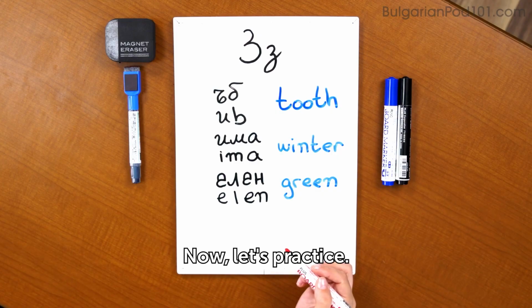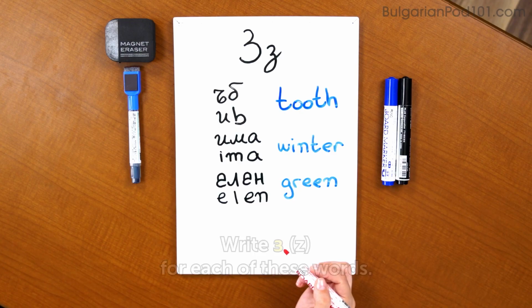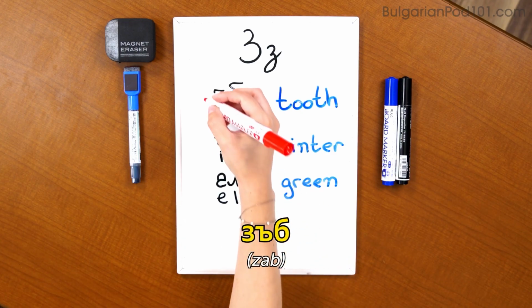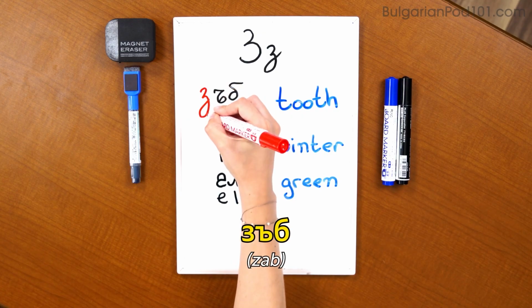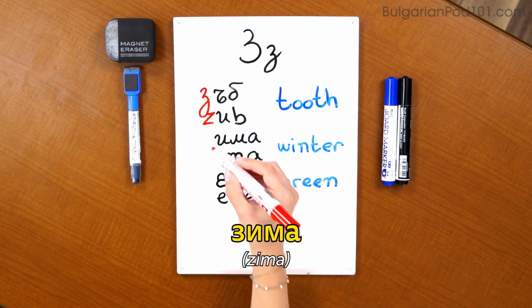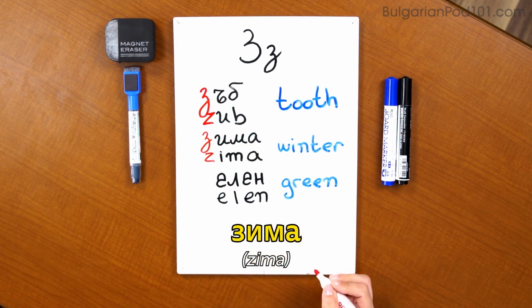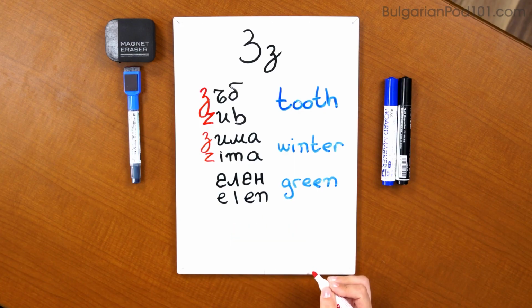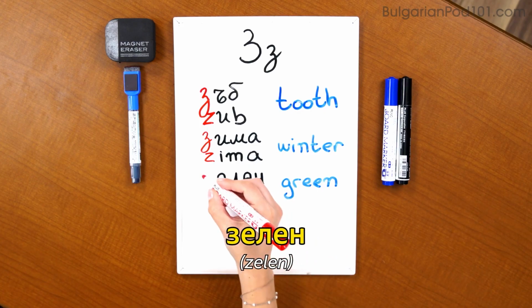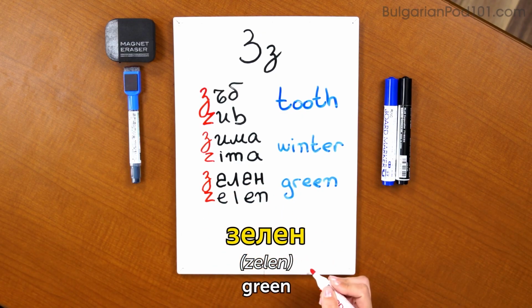Now let's practice. Write z for each of these words. Zip, zip. Tooth. Zima, zima. Winter. Zelen, zelen. Green.